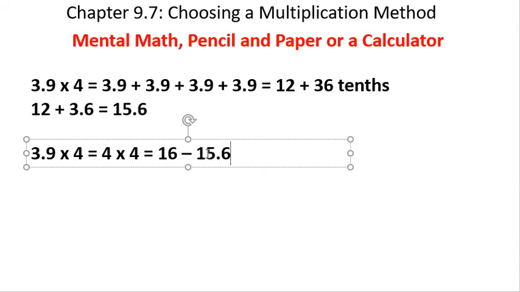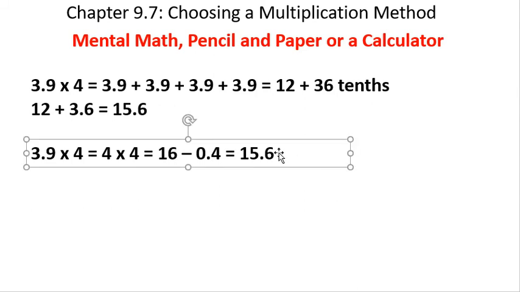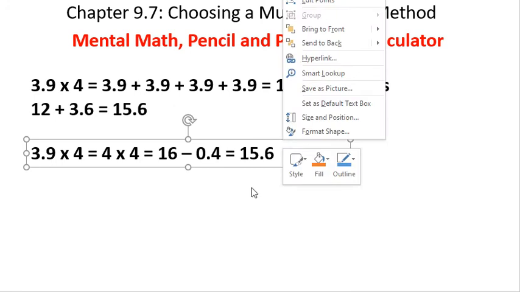So if I remove 4 tenths, my 16 minus 4 tenths, that would be 15.6. And I can check this by saying 15.6, using fact families, plus 0.4 gives me 16. That's another method. I could also use yet another method.